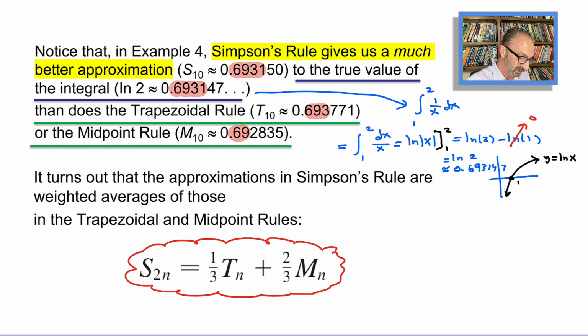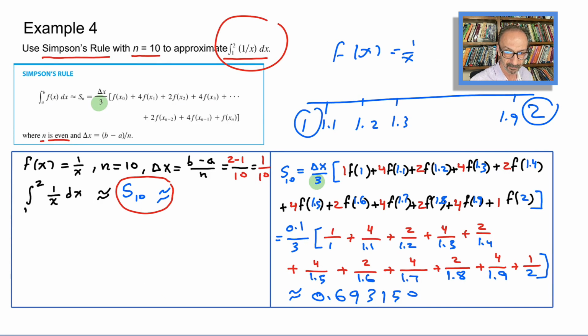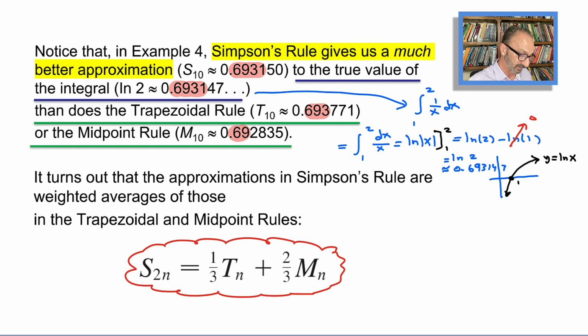Notice that in example number 4, Simpson's rule gives a much better approximation. S sub 10, Simpson's, gave us 0.693150 in the previous slide. That's right here at the bottom. But we could integrate 1 over x from 1 to 2. Why? Because that's like the du over u formula, which gives you ln. Plug in 1 and 2.